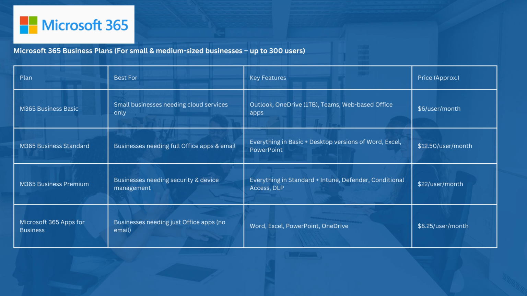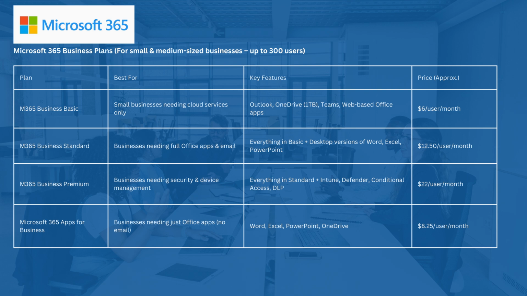M365 Business Standard Plan is for businesses needing full Office apps and email. It includes everything in Business Basic plus desktop versions of Word, Excel, PowerPoint. It costs approximately $12.50 per user per month.